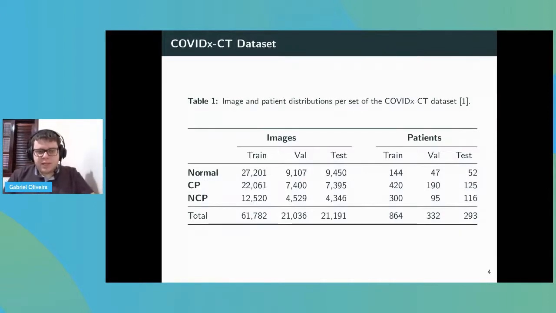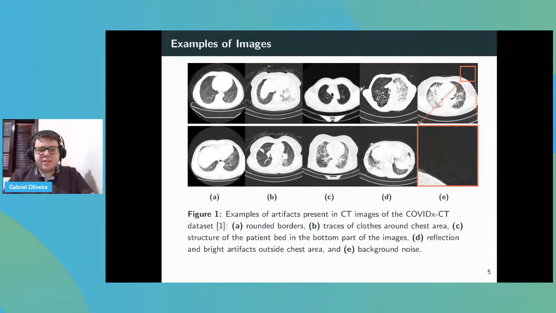And with that, we can make the prediction considering the image level, predicting slice by slice of the patient, and considering the exam level, with all the slices of the same patient. This dataset has images from different hospitals in China. So with that, we can see different aspects of each image. For example, there are images with a rounded box, for example, in letter A.